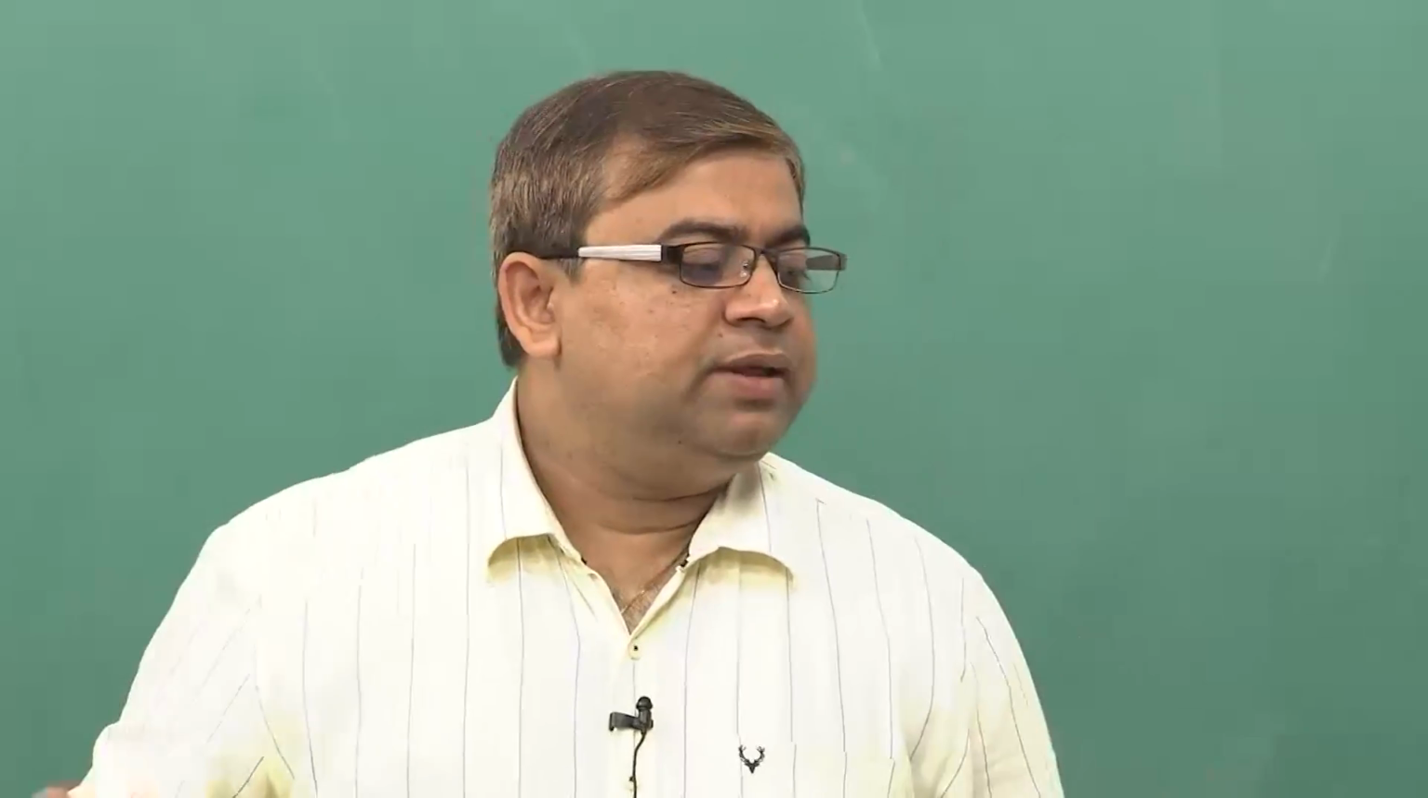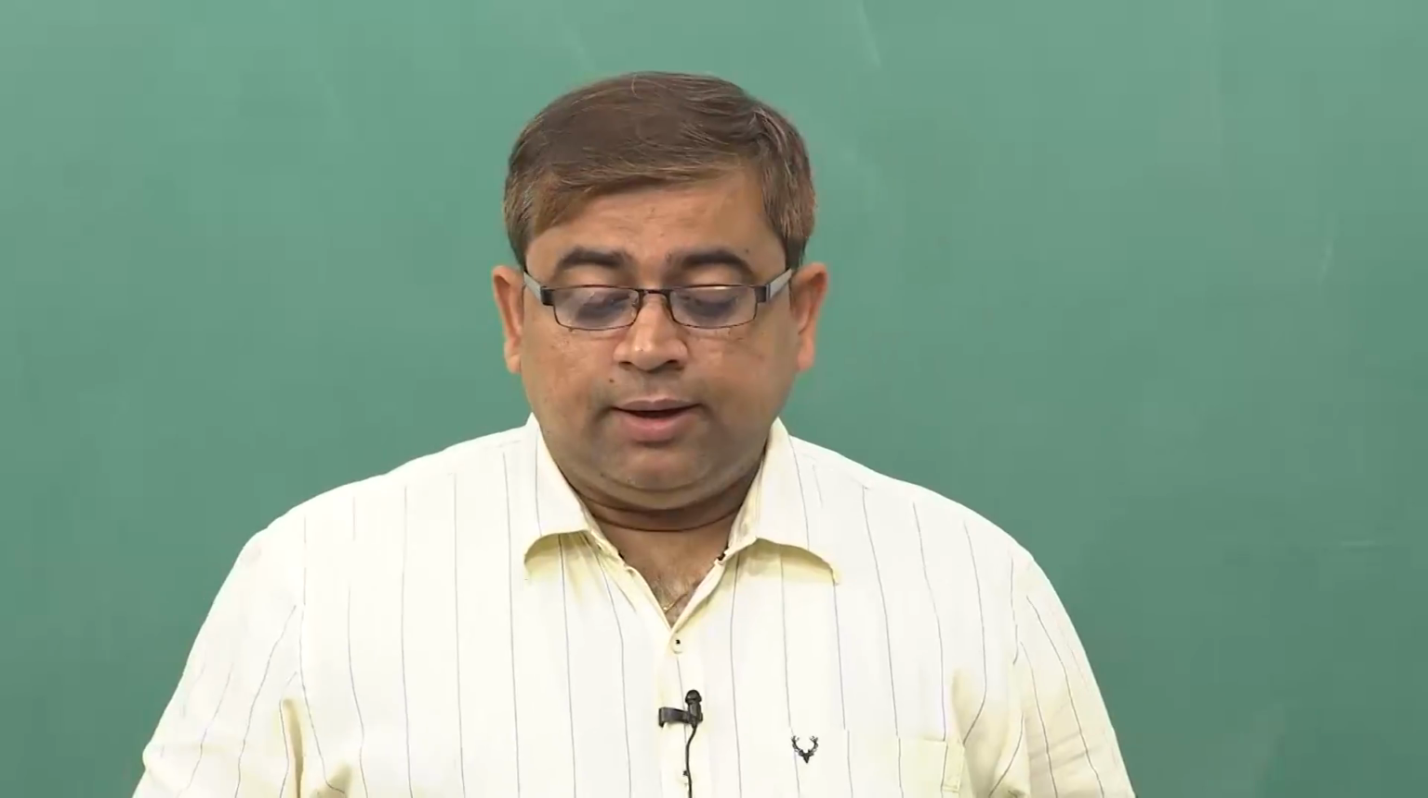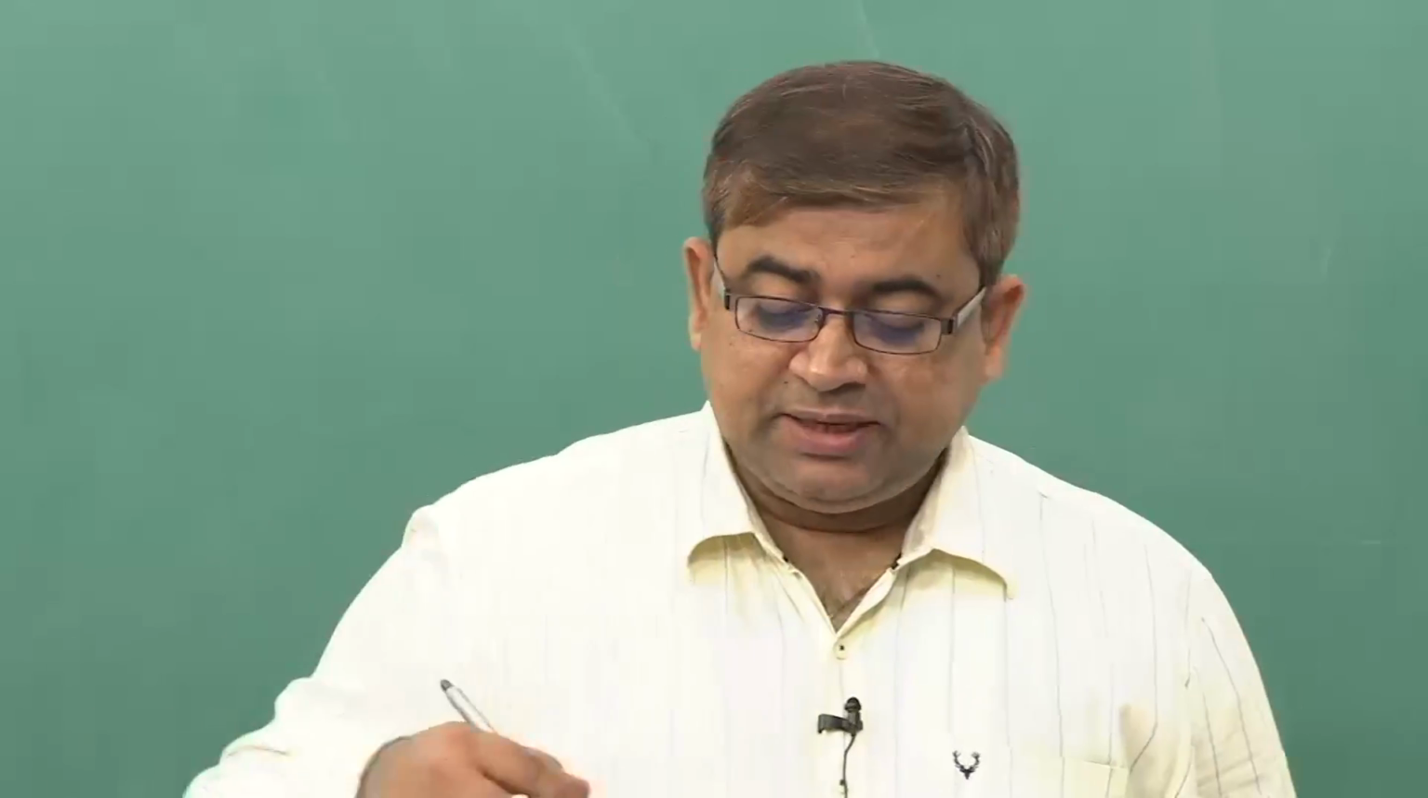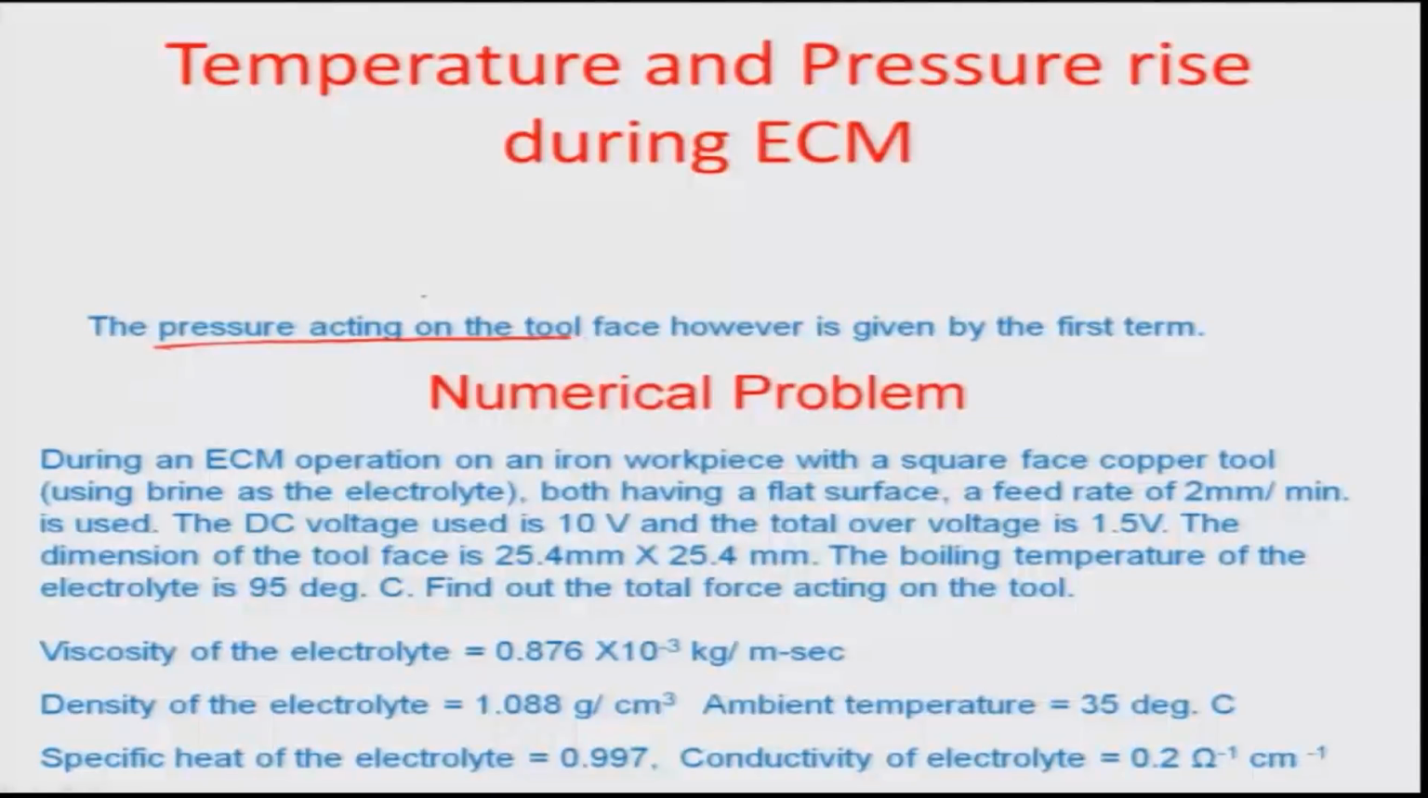So, let us actually look at a numerical design example where we talk about designing such a flow velocity within the limits and bounds of the ultimate yield strength of the materials that are being used as electrodes in this particular case. So, let us say that although the pressure acting on the tool face would typically be given by this first term, we try to find out numerically how these two terms would be different.